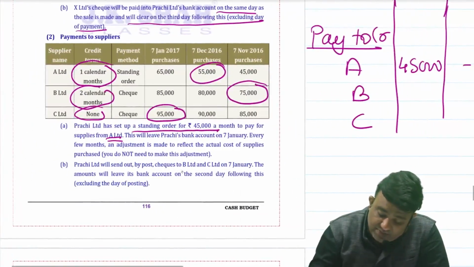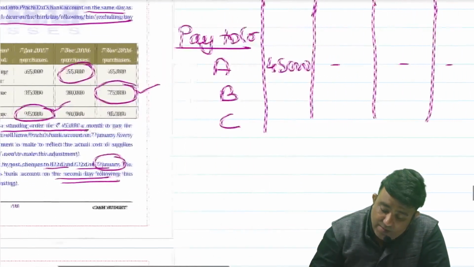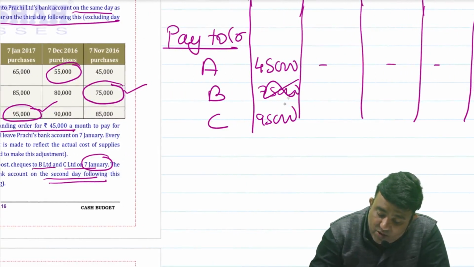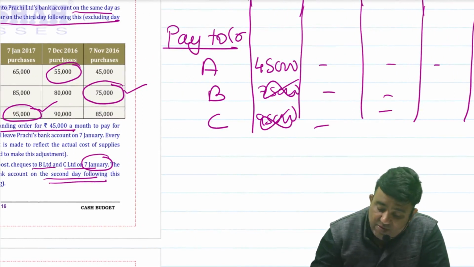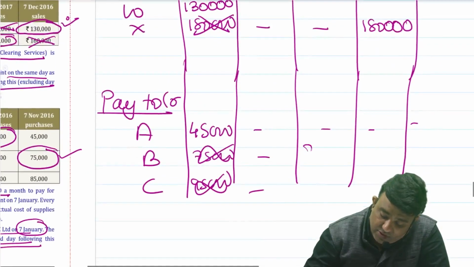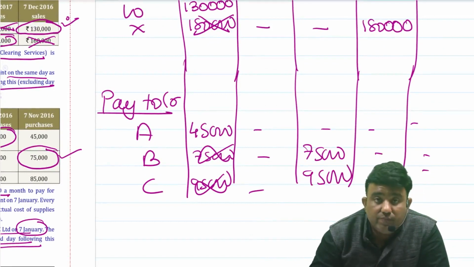And as far as B and C are concerned, the amount will be cleared on the 2nd day. Means this 75 and 95 I will be receiving on 7th January, but this 75 and 95, students, the amount will be taken away from my bank after 2 days, that is not on 7th but on 9th, 75 and 95. Clear everyone?